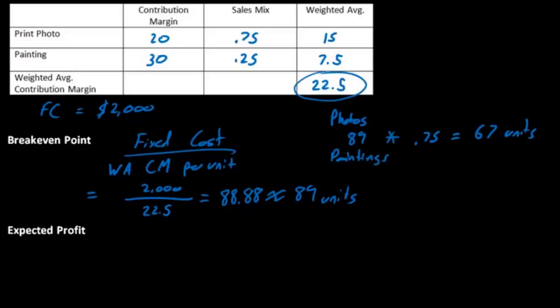And then we go to the paintings. We take the 89 units and multiply that by 0.25. That's the sales mix for the paintings. And you get 22 units. So we need to sell 67 photos and 22 paintings to break even. And that's how we calculate our break even points for the two products.